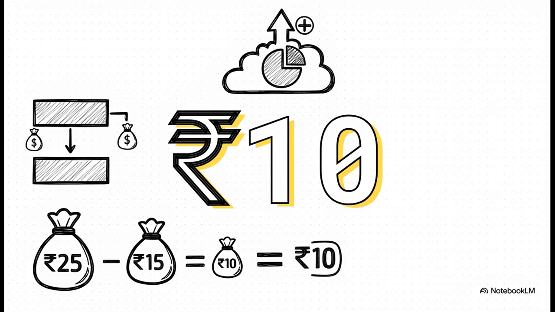And here's the beautiful part. That 10 rupee tax is exactly 5% of the 200 rupees of value that the retailer added. The tax is only on the value add at each stage. That is the core principle of GST.